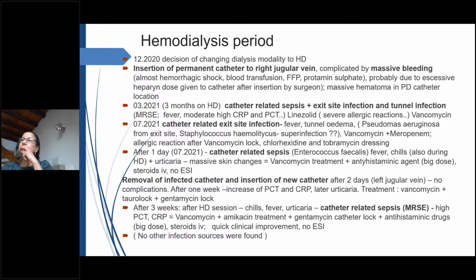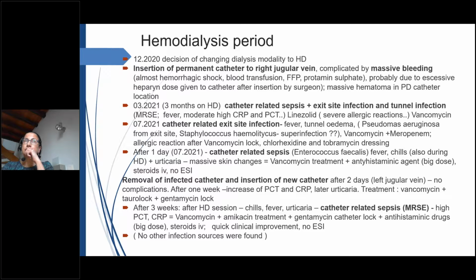Fortunately, he didn't have full anaphylactic shock, and we treated him again with vancomycin and antihistaminic agents, steroids. And we decided to remove this catheter and insert a new catheter after 2 days. So we did this with a break between. We removed the catheter, we had a sterile blood culture, and then we put another catheter 3 days later. And unfortunately, after 1 week, again we had a positive blood culture and again urticaria.